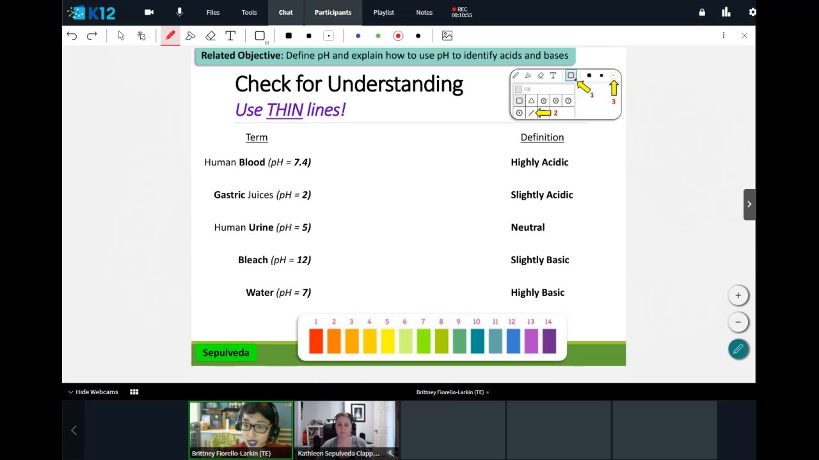Go ahead and match these up for me on the board. Have your whiteboard tools, just like Mrs. Larkin said, go ahead and match these terms with the definition of neutral, slightly, highly acidic, or basic.